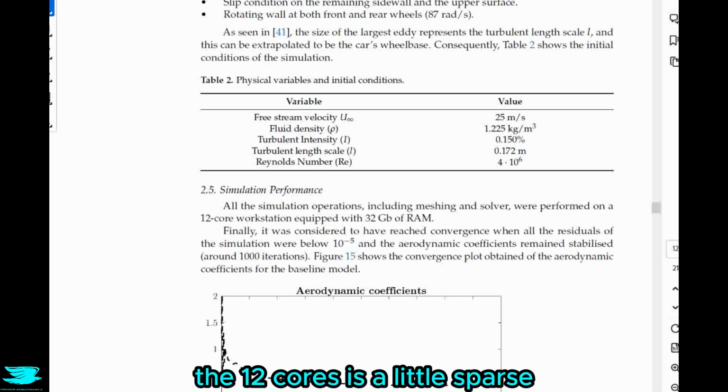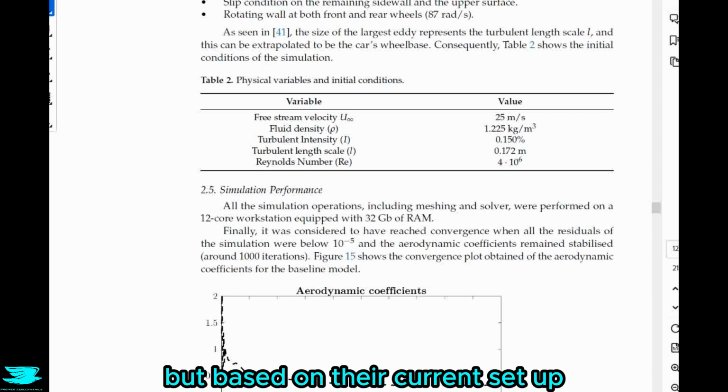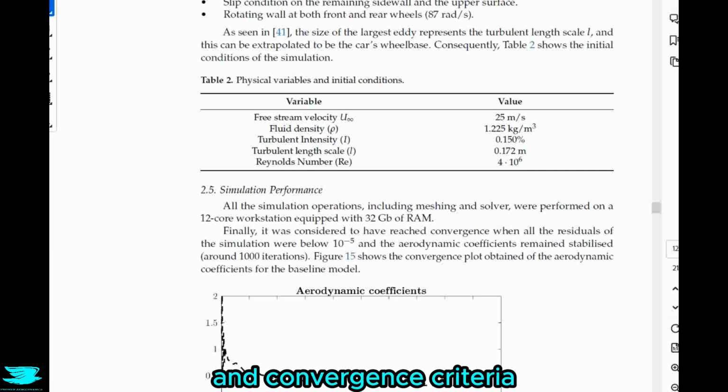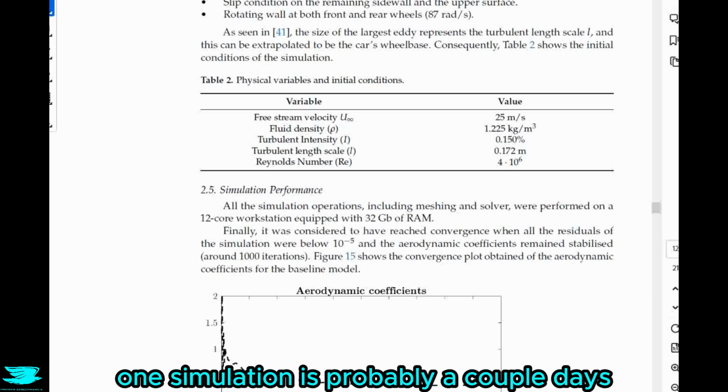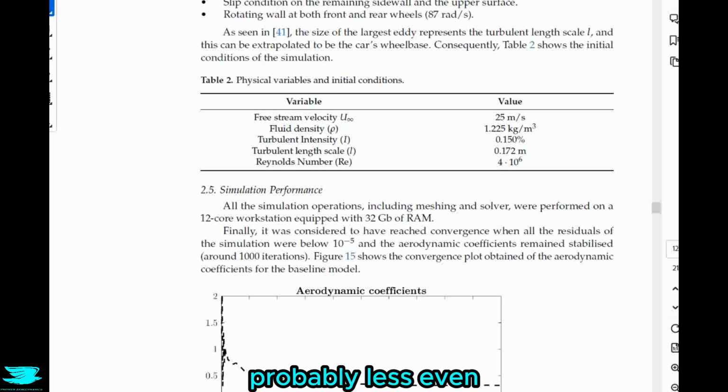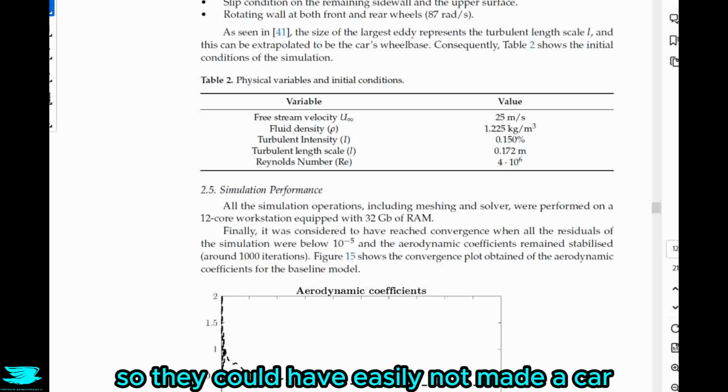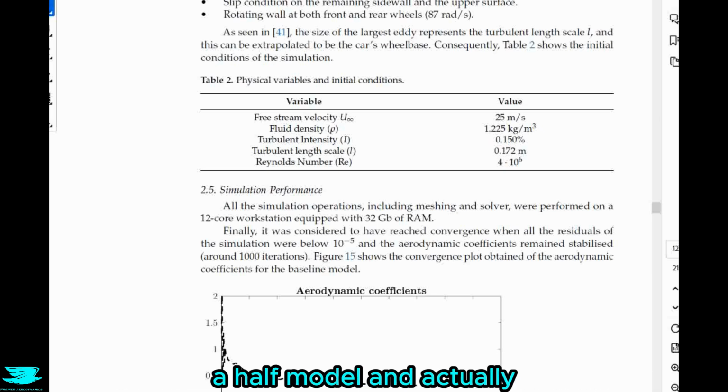The 12 cores is a little sparse, but based on their current CFD setup and convergence criterion, I estimate that the time to complete one simulation is probably a couple of days, probably less even. So they could have easily not made their car a half model and actually simulated the entire thing. That would have bumped up the number of cells to about 13 million. They could have also switched to URANS, and overall that might take like a week to run one simulation.